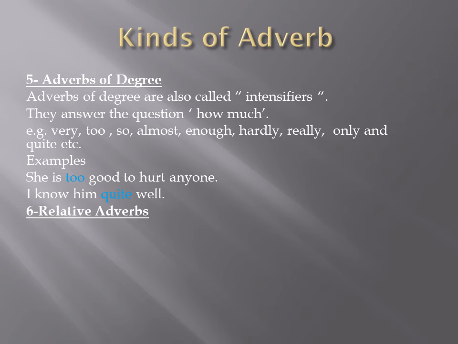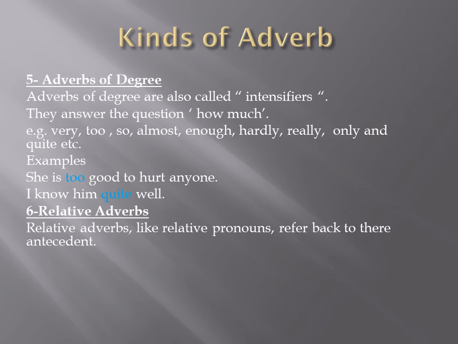Number 6 is relative adverbs. Relative adverbs, like relative pronouns, refer back to their antecedent, like when, where and why. Students, you will be a little bit confused that when, where and why are also used as interrogative adverbs. Then why am I saying that they also work as relative adverbs?